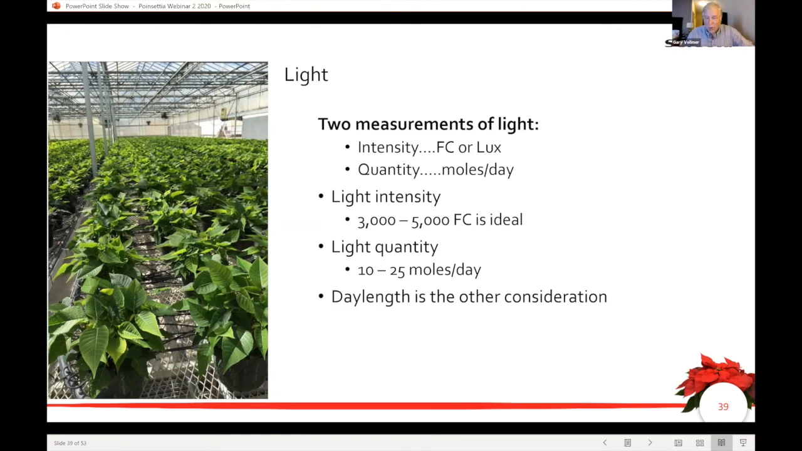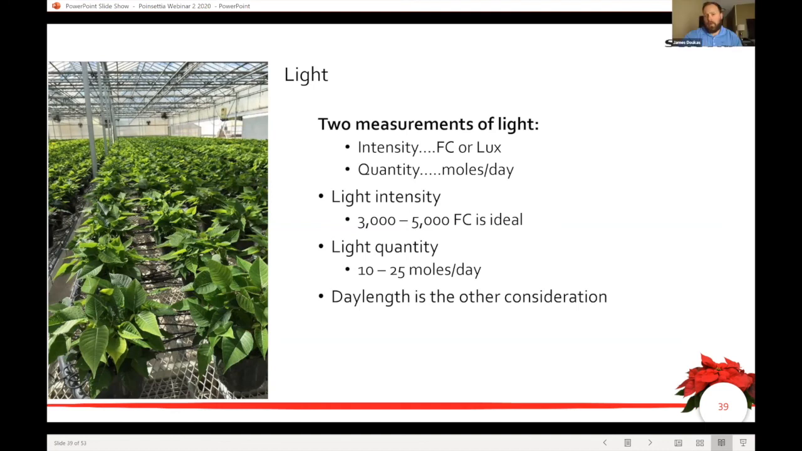I come from the Pacific Northwest, where in the summer we get great moles because we have really long days and very clear days. And in the winter, we get no moles because we go for weeks and weeks without seeing the sun. But what you're really after, if you're going to pick a thing to measure, is moles. It's the quantity of light. So intensity is really about its influence on temperature. If it's too low, you get stretch. But 3,000 to 5,000 foot candles is a nice consideration. Then, of course, day length comes into play around initiation.